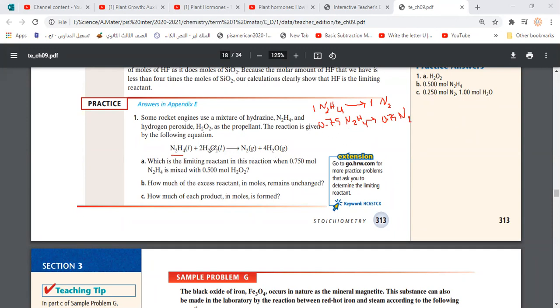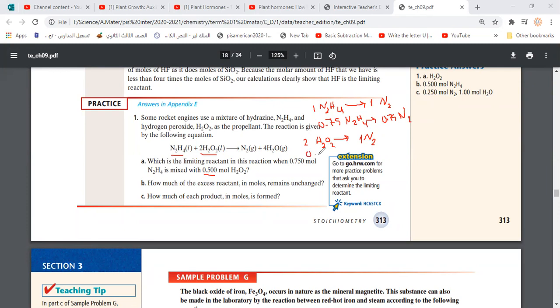Let's find the other reactant. How many mole of hydrogen peroxide are needed to produce nitrogen? 2 moles of hydrogen peroxide produce 1 mole of nitrogen. Okay. So like this, how much hydrogen peroxide is given? 0.5. Okay, so here 0.5.